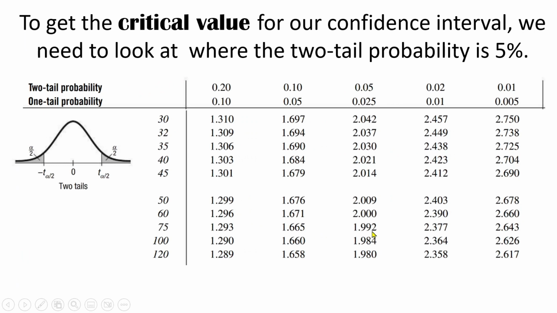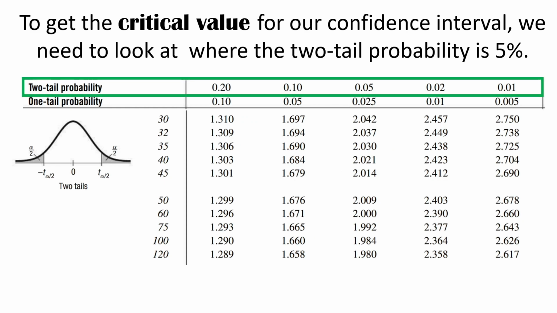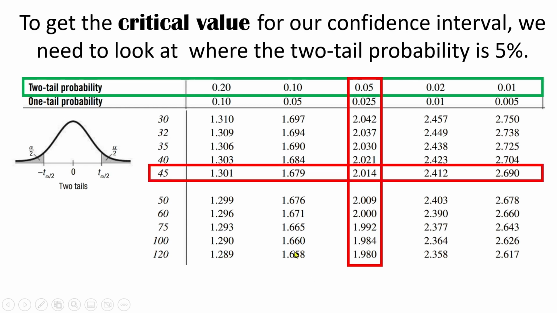So we need the critical value for this confidence interval. We're looking at a two-tailed probability because it's a confidence interval. We wanted to make a 95% confidence interval, and so we're looking at a two-tailed probability of 5%. And so this is the column we need to look at. The degrees of freedom is 49, and the closest we can get to 49 without going over is 45. And so here our critical value for the confidence interval is 2.014.